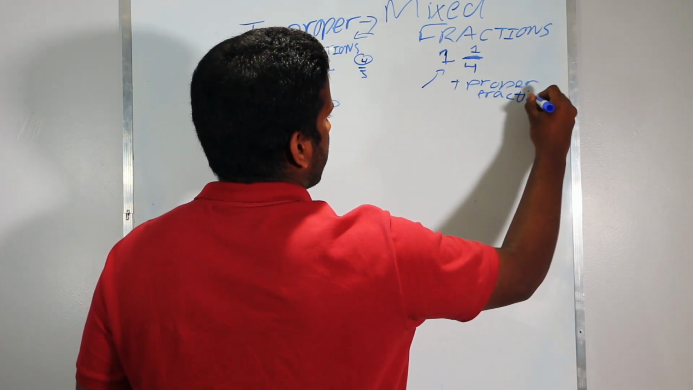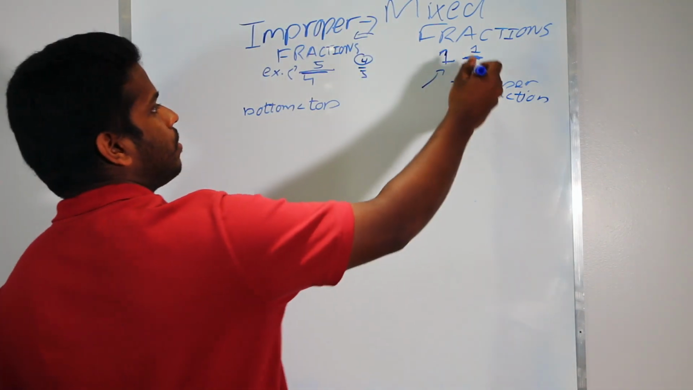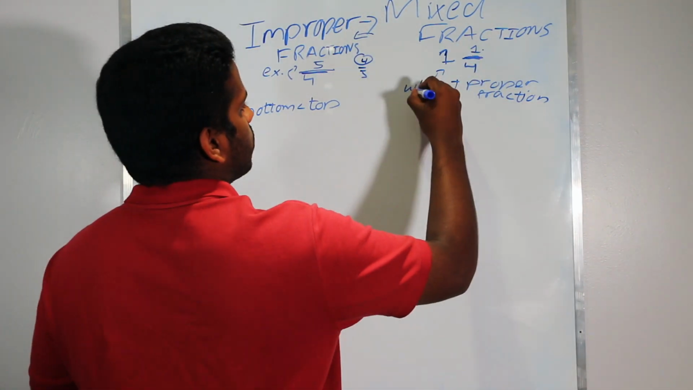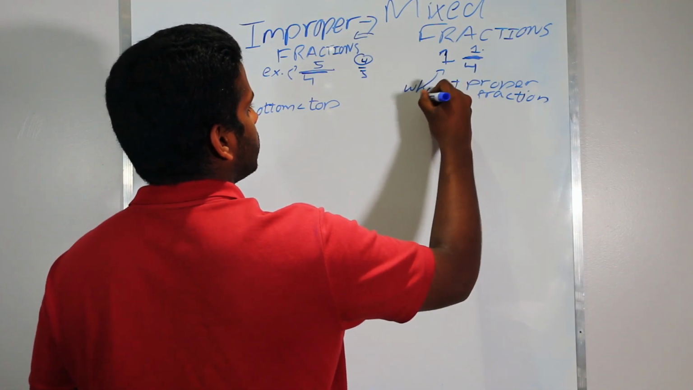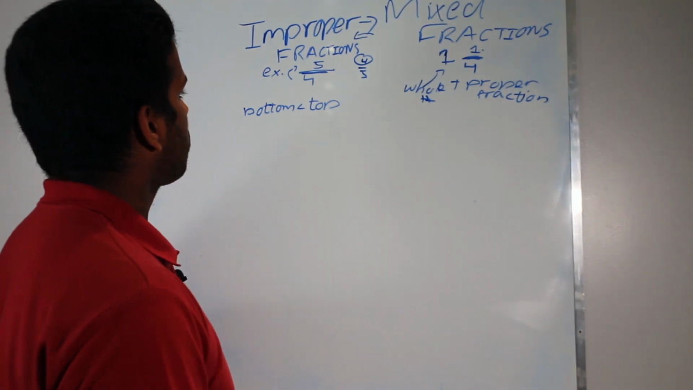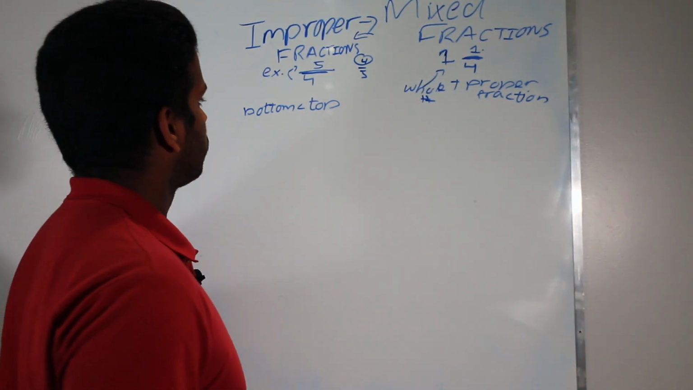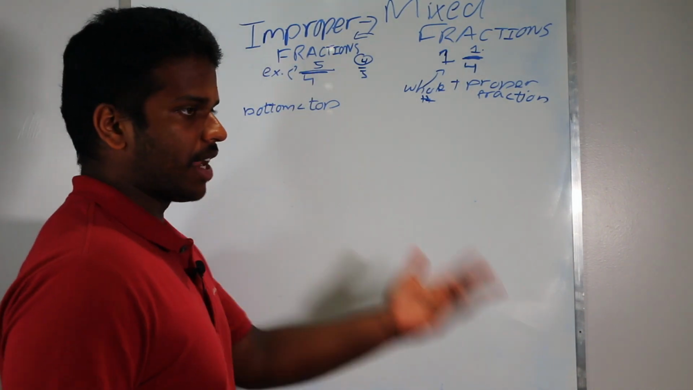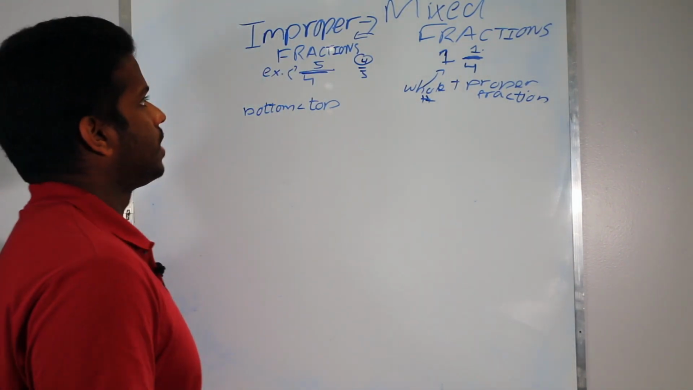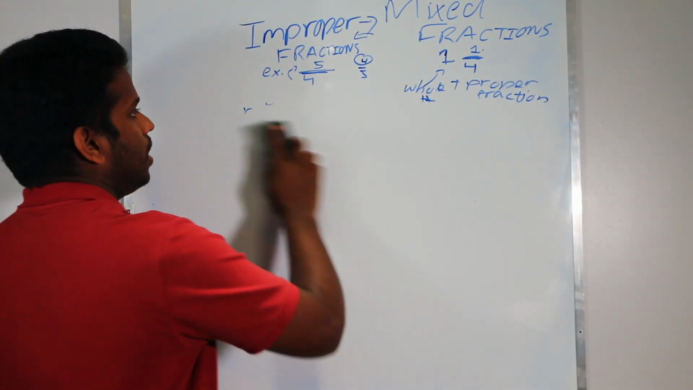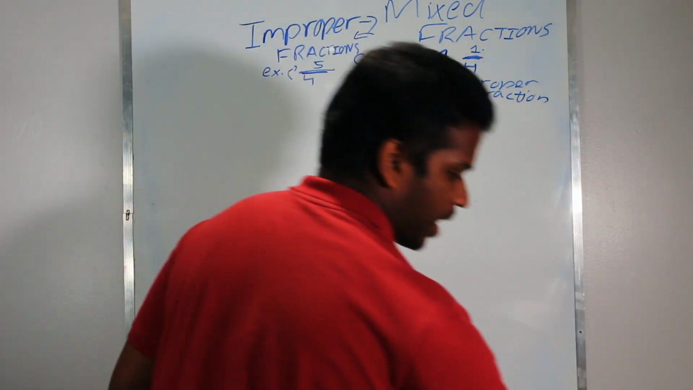A proper fraction is the opposite of improper, so the numerator is less than the denominator. So you have a whole number plus a proper fraction, and that is a mixed fraction. An improper fraction is where the numerator is greater than the denominator. So this is what improper fractions and mixed fractions are. We will now take a look at how to convert them.